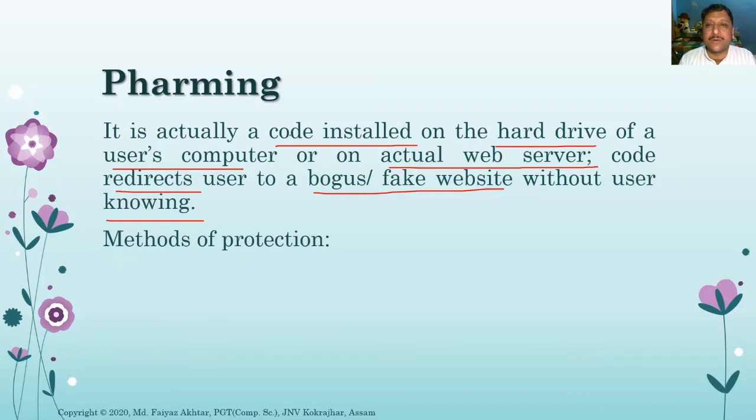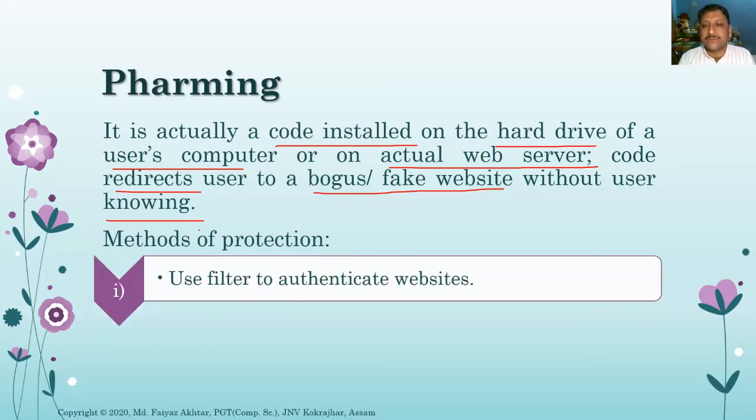to protect from pharming, what do we have to do? See here. First, use a filter to authenticate websites. So we must use a filter to authenticate websites. Authenticate means there should be an account. You have to create your account, and a password system must be there to authenticate your websites.